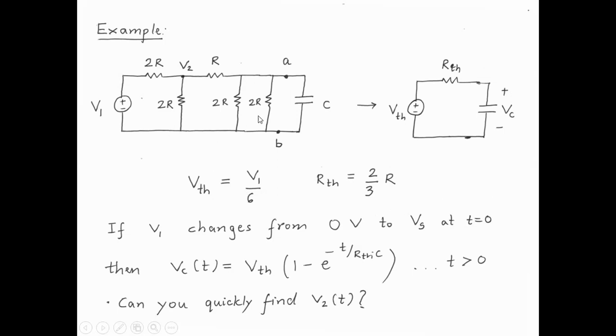I'm not solving this, again this is a very simple circuit to solve. So you'll find that Vth is equal to V1 by 6 and Rth is 2/3 of R, and then of course this is a very simple circuit. So we say Vth, etcetera.